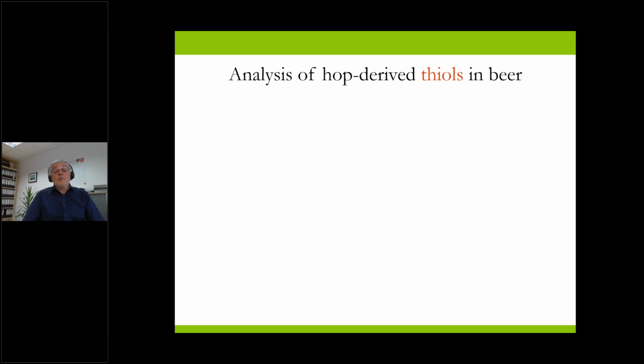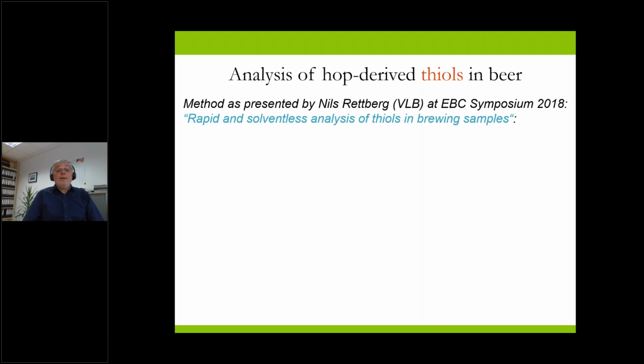Now we go to the fraction of the thiols because they are very special. They are present in beer in very low concentration, and they have aroma threshold in very low concentration. And therefore, it's not possible with our method to cover these compounds.